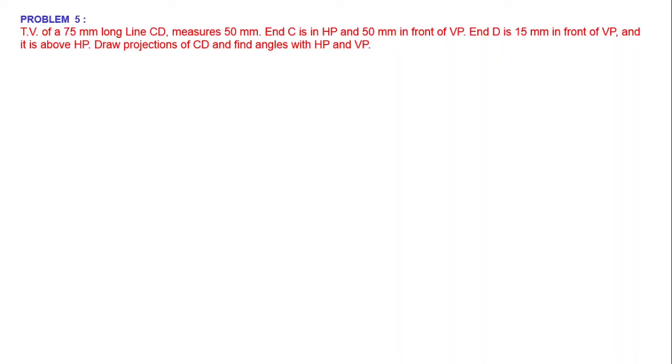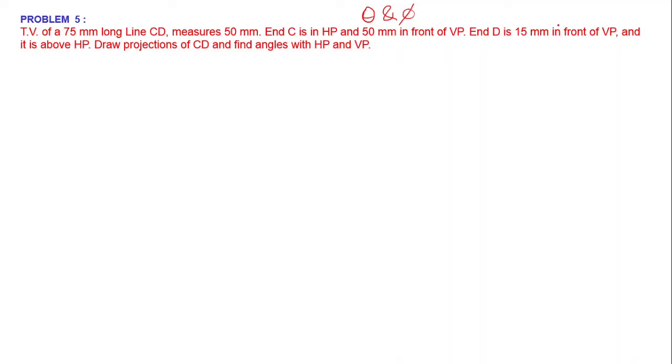Problem 5. Top view of a 75 mm long line CD measures 50 mm. End C is in HP and 50 mm in front of VP. End D is 15 mm in front of VP and is above HP. Draw projections of CD and find angles with HP and VP. Here again, we can find out theta and phi respectively.